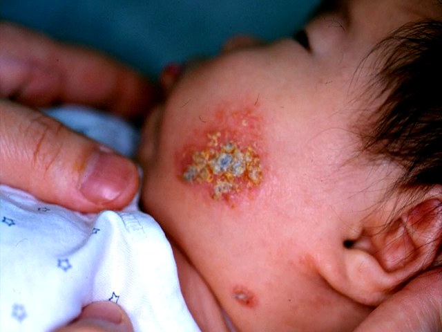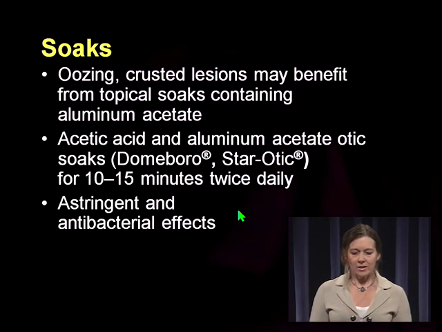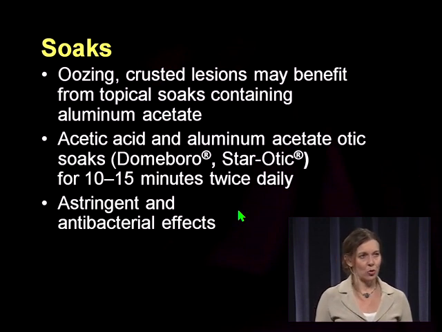Okay, so now let's talk a little bit about some of the complications that we can see in atopic dermatitis. Probably the most common complication we see is secondary infection. So here we can see a child who has atopic dermatitis on the cheek and has some secondary scaling and crusting here, and this certainly looks to be impetiginized or infected. That's when you can use topical antimicrobial therapies, and it can be quite effective, especially if it's a localized problem, like in the case of that cheek.